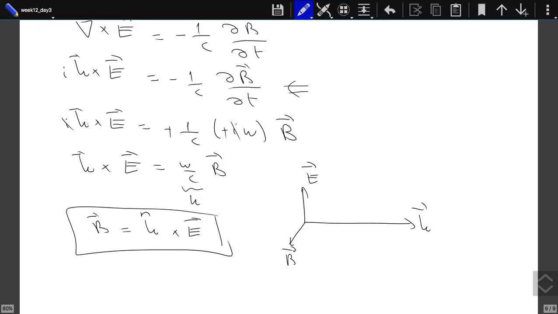Of course, the directions will change with time. But at a given time, if k and E have those directions, k doesn't change anyway, so B has to be in that direction.